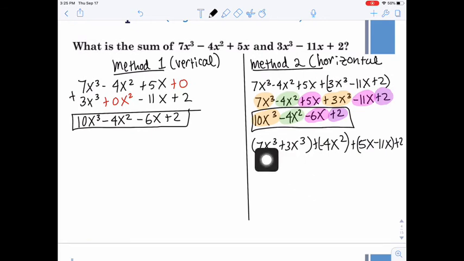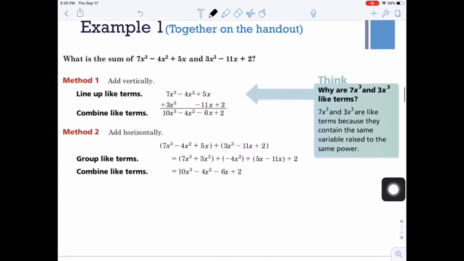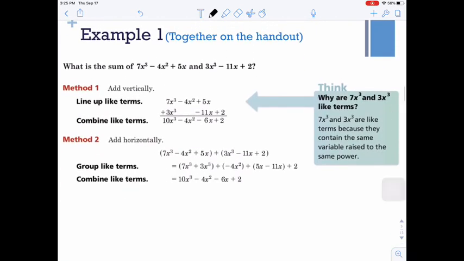You could just move it so that the like terms are next to each other and then add everything up, and you would still end up with 10x cubed minus 4x squared minus 6x plus 2. Here are those two methods typed up. Now they don't do the highlighting method where they're just simply combining like terms. They actually regroup them. You can do it either way. If you like to use colors, you can use colors. You can use shapes, so I could use circles and squares and triangles, or you could just look for them, underline them as you go.